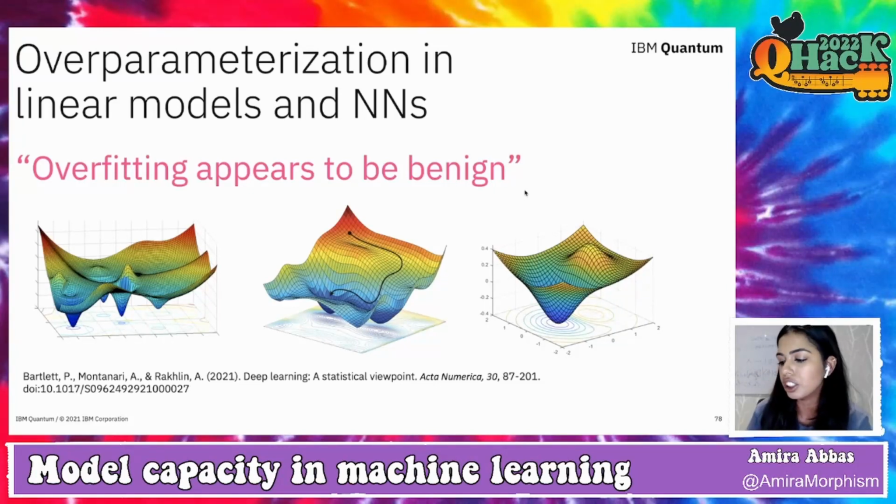There is a very close relationship between all of these quantities that I'm talking about: generalization, capacity, overparameterization, and studying this interplay is, in my opinion, very, very interesting. And if you're interested in that, then I encourage you to read more and reach out to me.